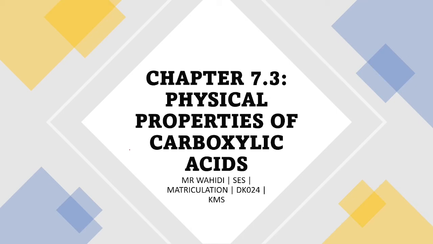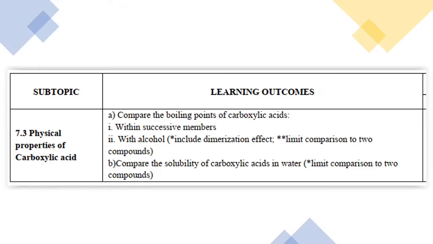We are going to proceed to chapter 7.3, which is physical properties of carboxylic acid. At the end of the lesson, you should be able to study about physical properties of carboxylic acid. We are going to compare the boiling points within successive member with alcohol and also compare the solubility.